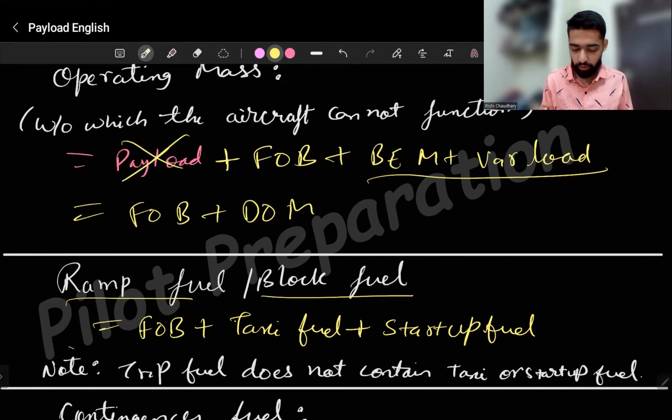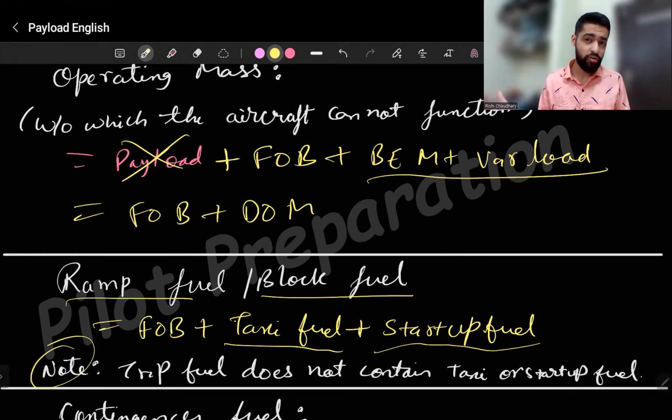Remember, note down in your book that trip fuel does not contain taxi or startup fuel. Why does trip fuel not contain taxi or startup fuel? Of course, for the obvious reason that taxi is done on the ground, startup fuel is consumed on the ground, and trip fuel is the fuel for the trip, isn't it? So when you're traveling on a journey, having a trip in the air, the fuel which is consumed in the air will be called trip fuel. So that will not even consider reserve fuel, isn't it? That will not have reserve fuel. Why will it not have reserve fuel? Because reserve fuel is reserve. It is not getting consumed in the trip. So that is also not part of trip fuel.